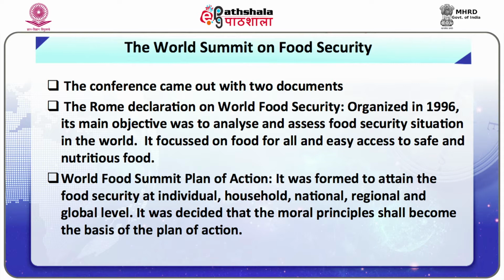World Food Summit Plan of Action. It was formed to attain food security at individual, household, national, regional and global level. It was decided that moral principles shall become the basis of the plan of action.